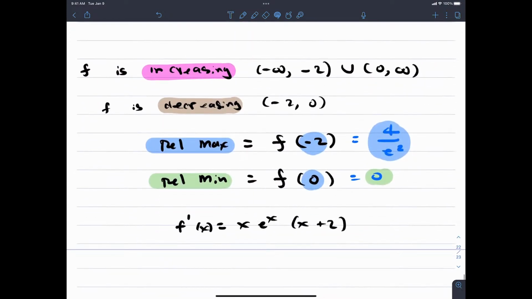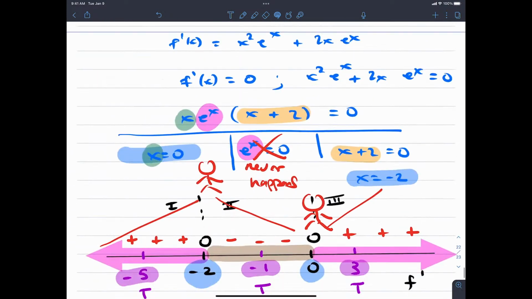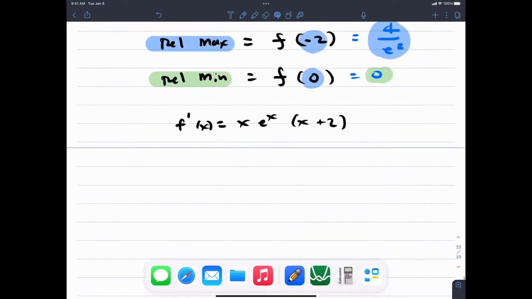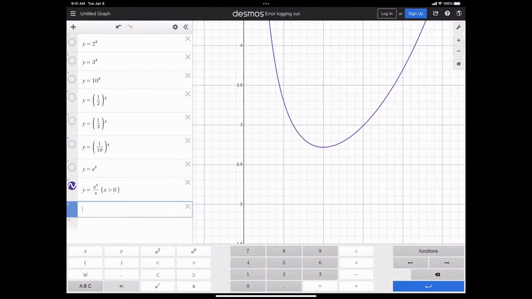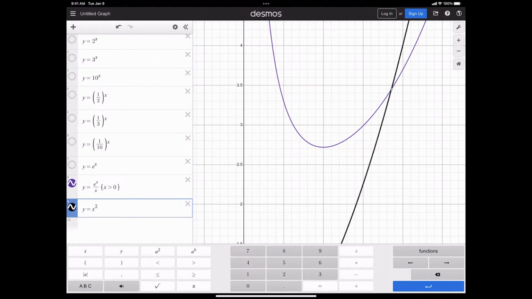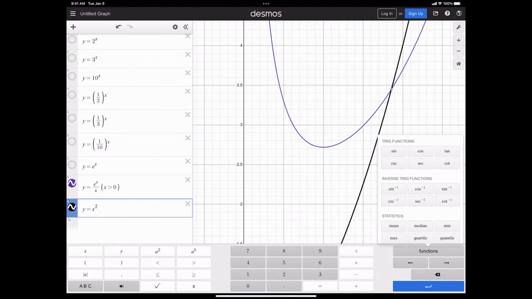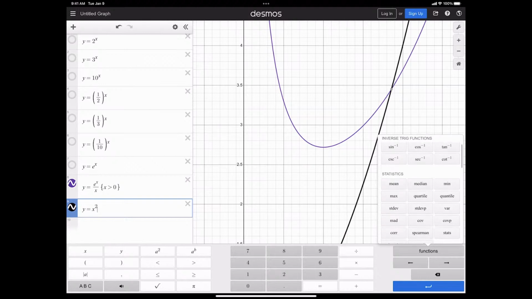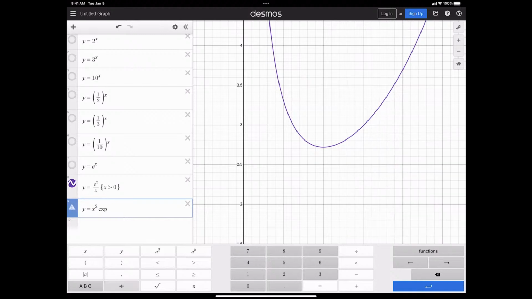What about concavity? Because what's this curve here? What's the original curve? X squared e to the x, right? So if I share with you guys in Desmos, y equals x squared, exponential function. There we go. E to the, well, it's kind of a weird thing. I think it does have e.